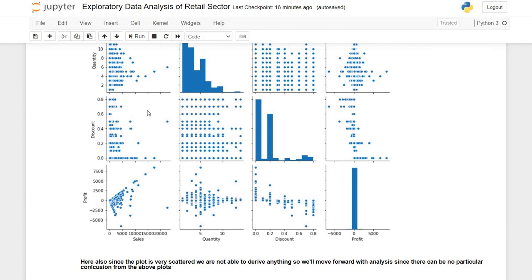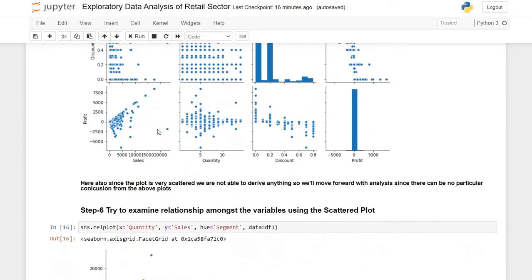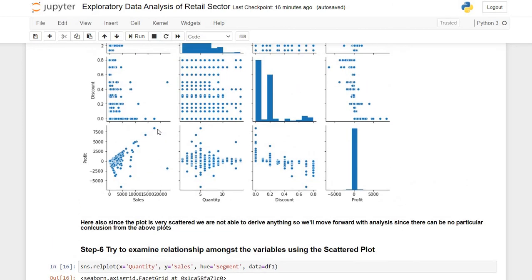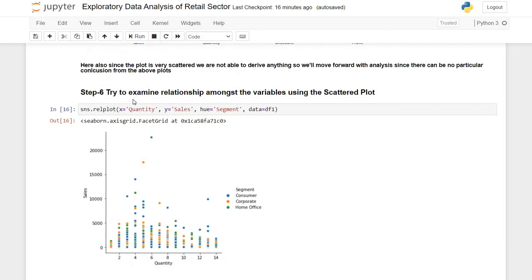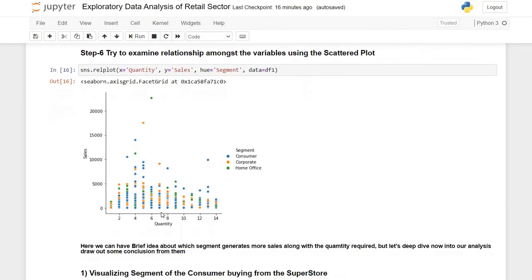So this plot is particularly very scattered and we are not able to derive anything from it. So we'll move forward with our analysis. Hence, there cannot be any particular conclusion from it. Another step is to examine the relationship amongst the variables using a scatter plot. Here the scatter plot is present, and we can derive some insights from this, like we can get a brief idea about which segment generates more sales along with the quantity required. Now let's deep dive into our analysis.